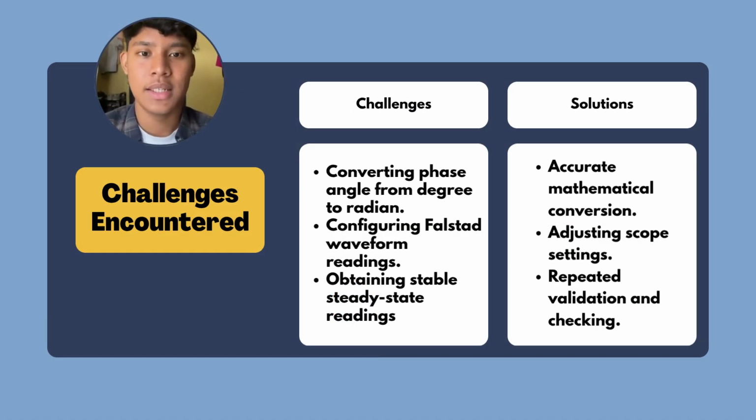Next, I will present the challenges encountered during our project and the solutions we implemented. Our first major challenge was converting the phase angle from degrees to radians. We resolved this through accurate mathematical conversion to ensure our equations align. Second, we faced difficulties configuring the Falstad waveform readings. We overcame this obstacle by carefully adjusting the scope settings until the visual data was clear. Finally, obtaining stable steady-state readings was a challenge. We fixed this through repeated validation and constant double-checking of the circuit.